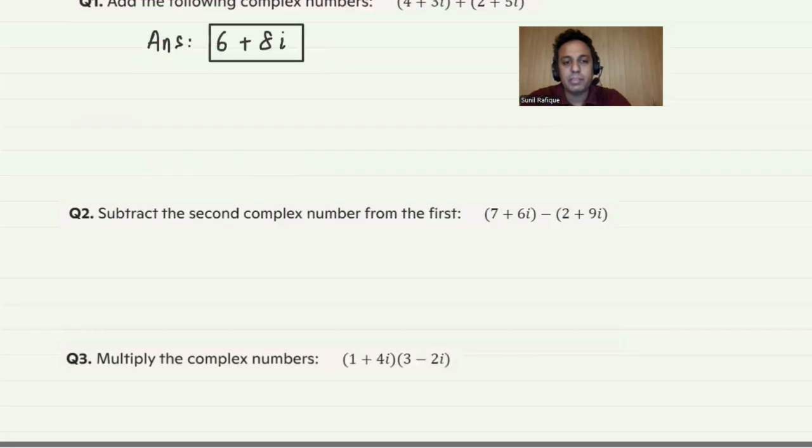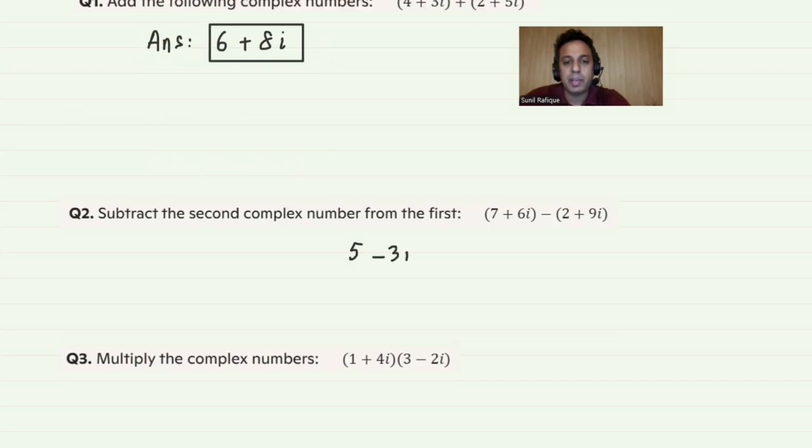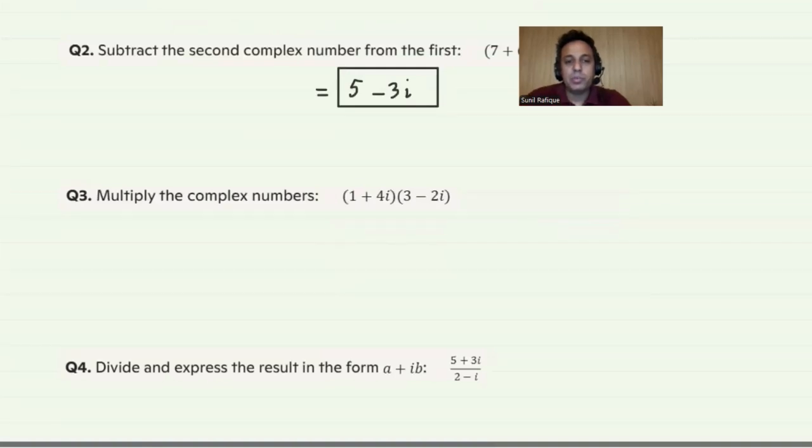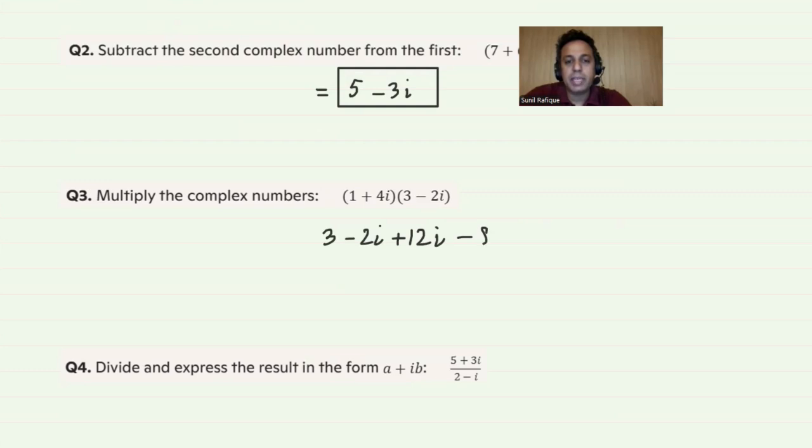Okay, subtract the complex numbers. So 7 and minus 2, that's a 5, and 6 minus 9, that's a negative 3i. Okay, next, multiply. So 3 − 2i + 12i − 8i squared. I'm trying to do them as quickly as possible. 3, and this will be a positive 8, since i squared is negative 1. So 11 + 10i, right?